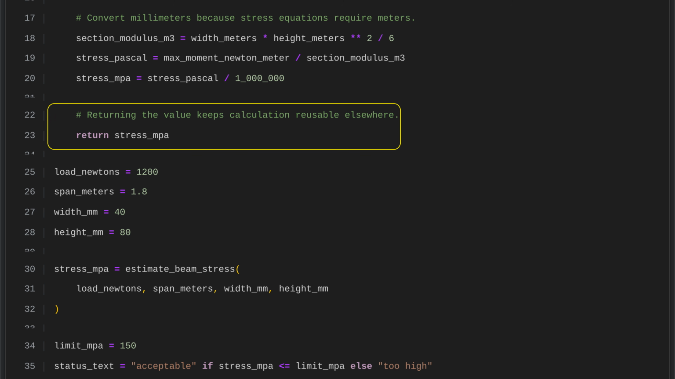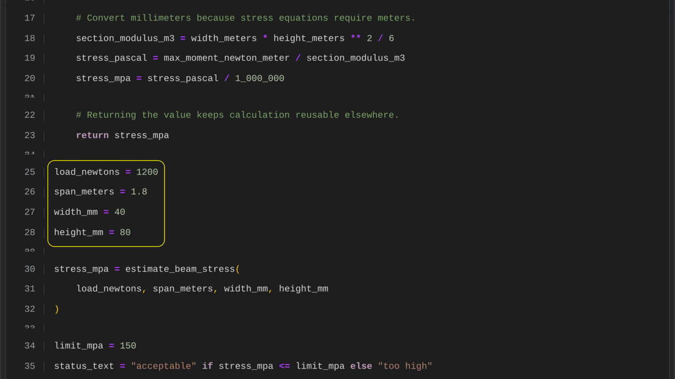The function returns the calculated stress in megapascals, making the result available for reuse elsewhere. This keeps the calculation modular and flexible, so it can support larger programs or further analysis without rewriting the same logic.